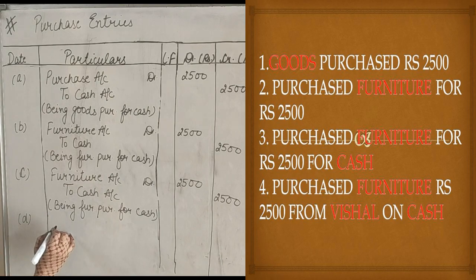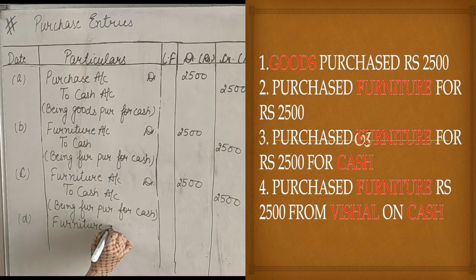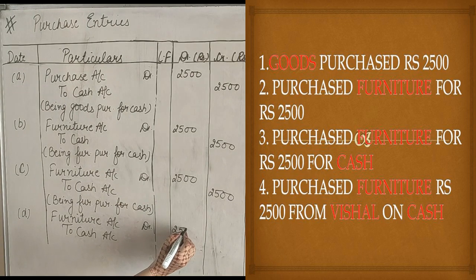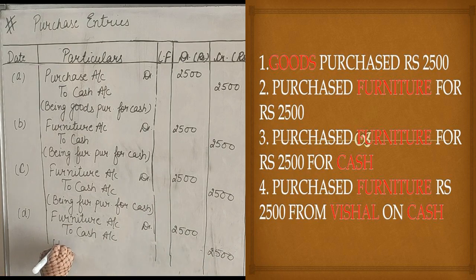Now we create the last entry, furniture account debit to cash account. The amount of the furniture is 2500. We also write the narration. The narration is being furniture purchased for cash.